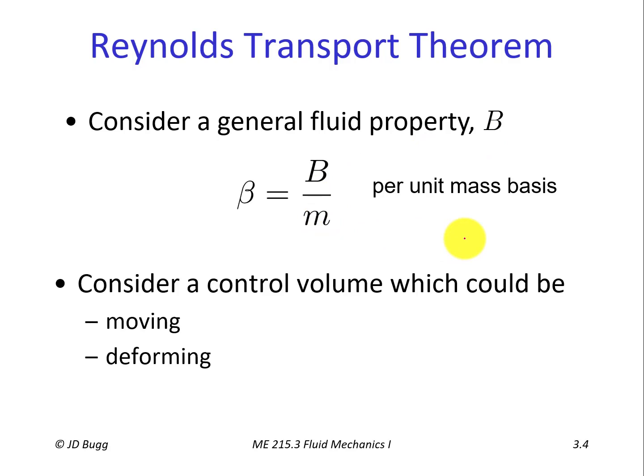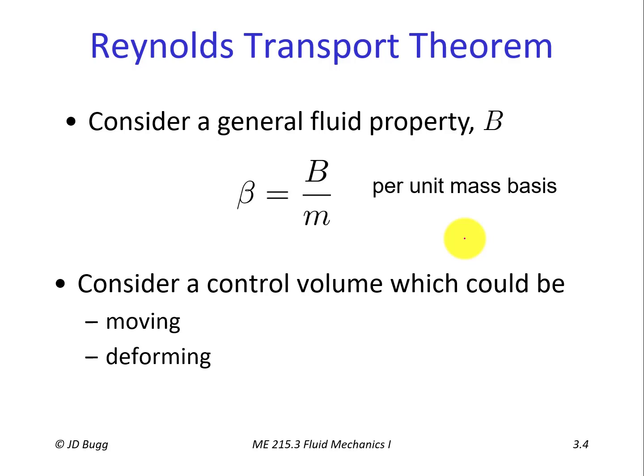Now we're going to consider a control volume which could be moving and it could even be deforming. So realize that it's up to us to define what our control volume looks like, what shape it has, whether our control volume is moving in our analysis, and we're certainly going to be using moving control volumes when we get into some examples later on. And we can even have our control volume deforming as time goes on. Now, we're not going to have any deforming control volumes in this class. We're not going to get that advanced, but we are certainly going to have moving control volumes.